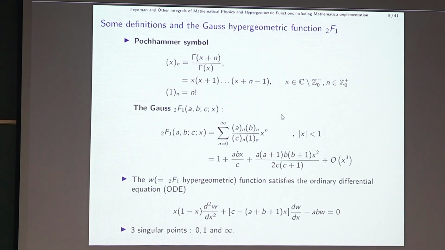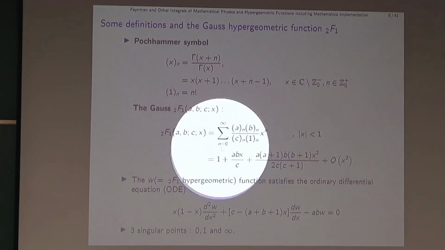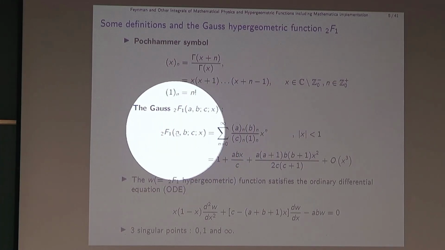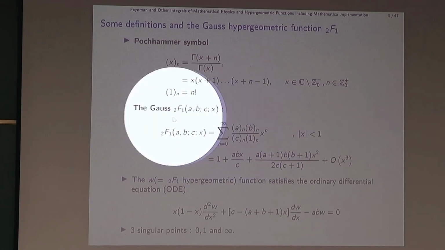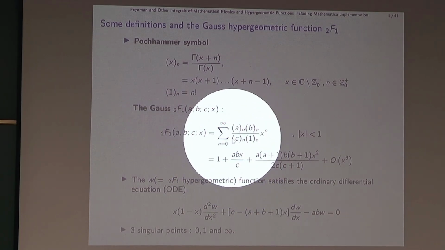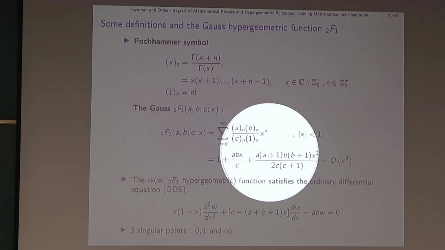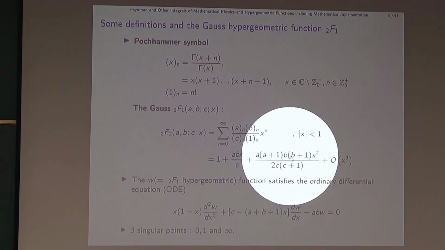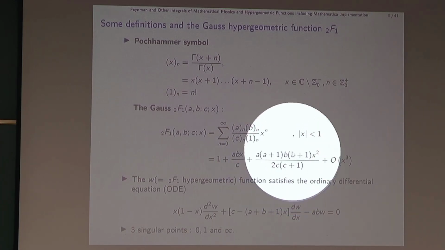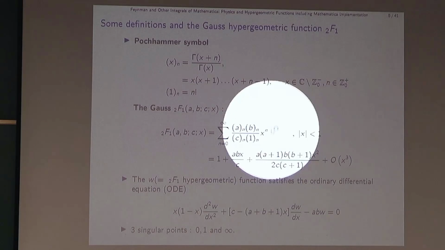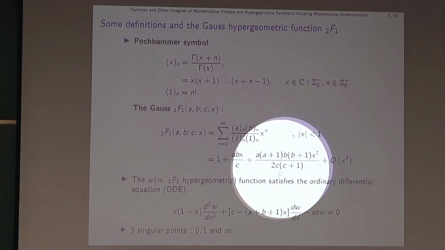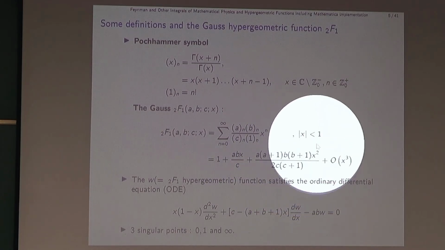So the generalization of that done by Gauss was not just to have 1, but he had these parameters that he calls A, B, and C, which can be reals. They can also be complex, no problem. So the first term has A times B divided by C. Then the next term has A times (A plus 1), B times (B plus 1) divided by factorial 2, C times (C plus 1). And then it goes on. Then the next term will be A times (A plus 1) times (A plus 2), B times (B plus 1) times (B plus 2) divided by C times (C plus 1) times (C plus 2).